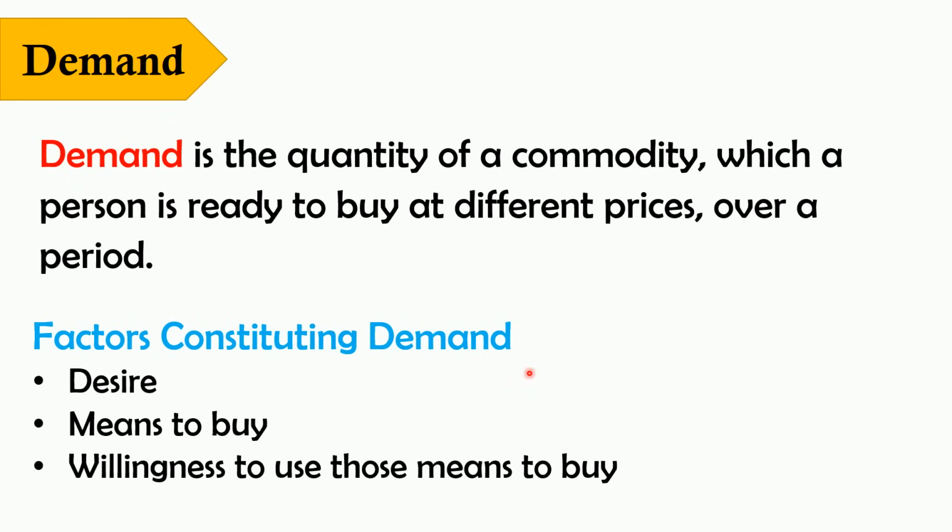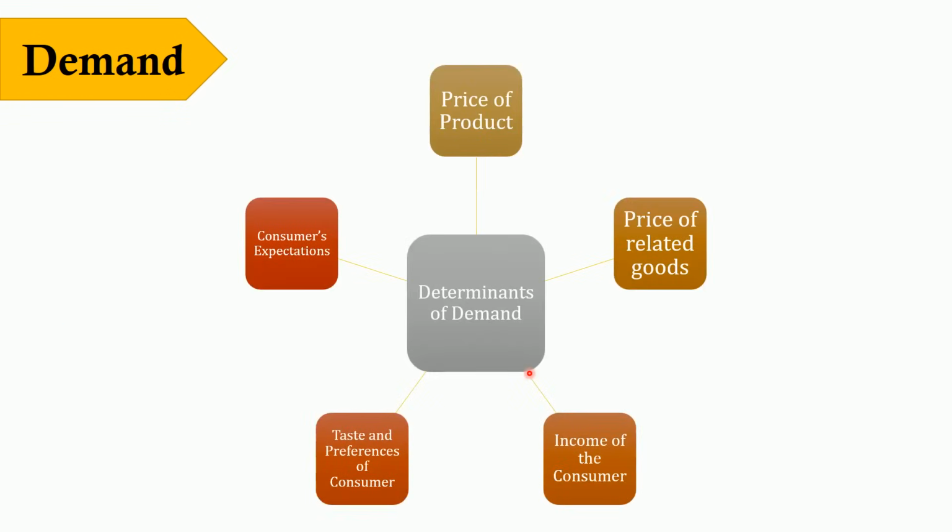Now come, let's talk about the determinants of demand. There are certain factors on which the demand for a commodity is dependent, and these factors are called determinants of demand. The first and foremost factor is price of the product. The rise in the price of a commodity will decrease the demand or the quantity purchased of that commodity.